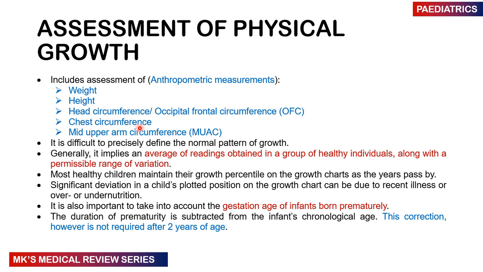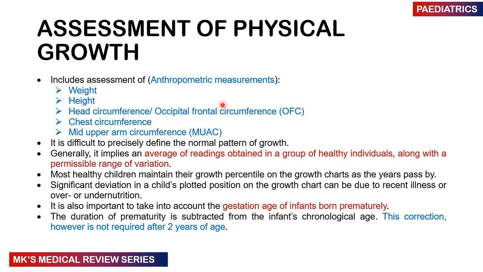It's actually difficult to precisely define the normal growth pattern. So what we're going to be using is an average of readings obtained from a group of individuals that we deem to be healthy. And of course, there is some variation. There is some range, and you can't say that because this person is below the mean weight of a child in Zambia, they're underweight. No, we actually have a range.